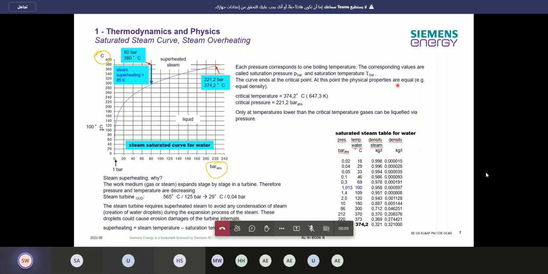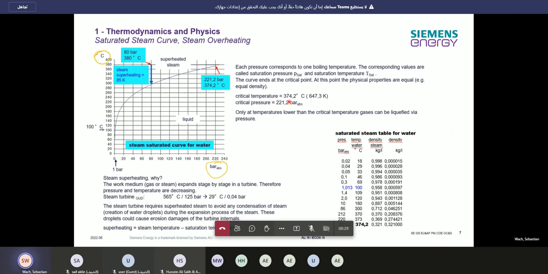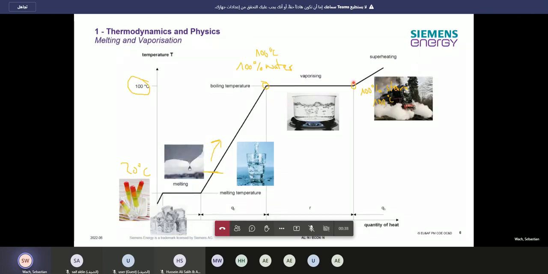The properties are equal density. So the critical temperature is 374.2 degrees Celsius, and the critical pressure 221.2 bar. So when you go in a power plant above these values, you will not have the so-called vaporizing phase anymore. This wet phase you don't have anymore.